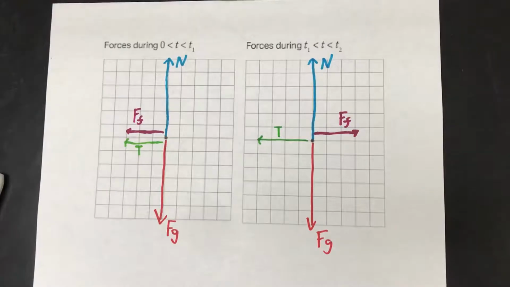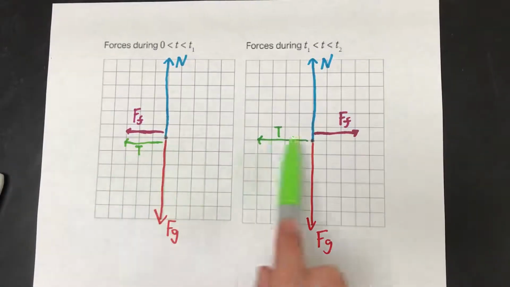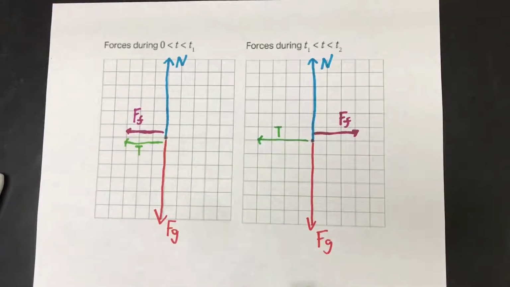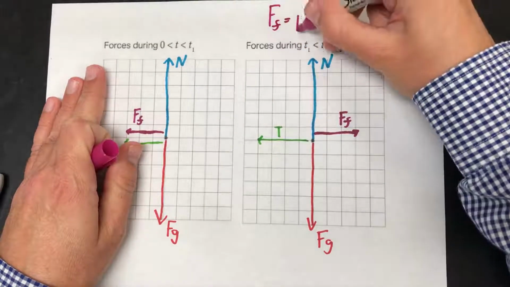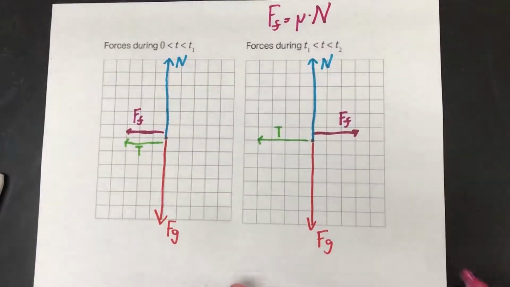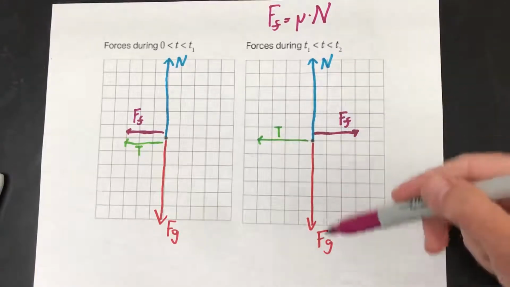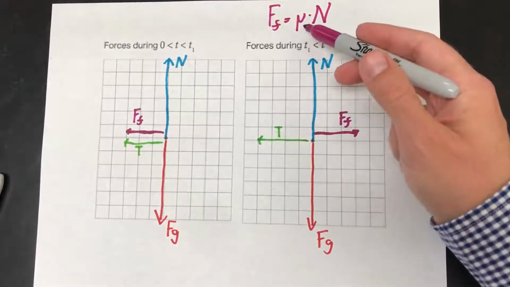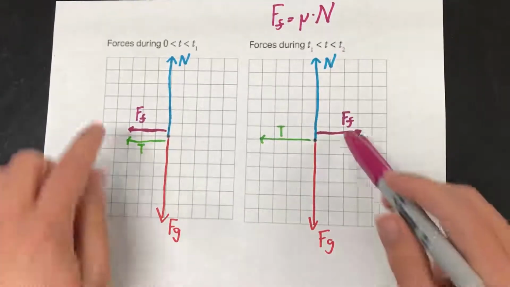Now I'll get to in a moment why the tensions do not necessarily have to be the same, but the frictions do have to be the same. That is definitely true. And how do we know that? Because the force of friction is the coefficient of friction times the normal force. And the normal force isn't going to change because that's going to be equal and opposite to gravity in each case, and the mu is going to be the same in each case, so the force of friction has to be the same.